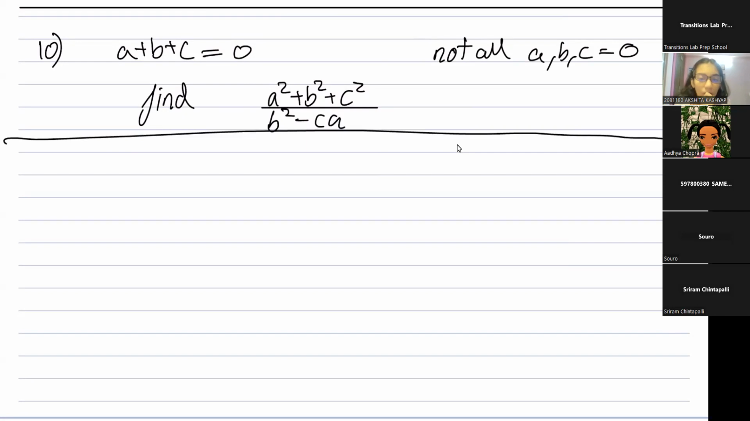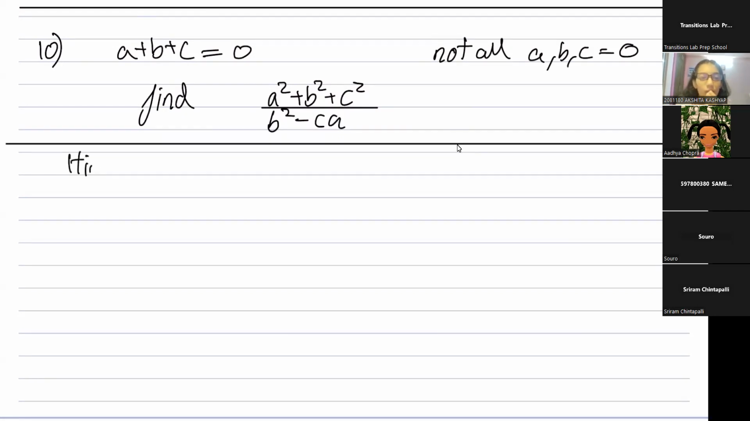I will give a hint. Use b equal to minus a minus c. Use this substitution, you will find that your answer reduces in an instant. Yeah, few of you are able to get the answer. Answer is 2.